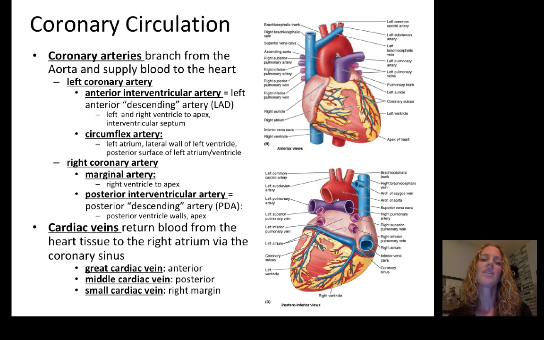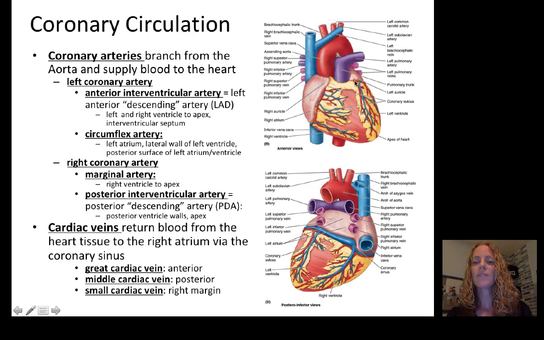Let's look now at the circulation and the blood supply to the heart. The coronary arteries branch from the aorta and supply blood to the heart itself. Beginning on the left side, branching from the aorta to the left side of the heart, between the atria and the ventricles, is the left coronary artery. The left coronary artery branches to the anterior interventricular artery. Surgeons like to call this the left anterior descending artery. It supplies blood to the left and right ventricle towards the apex and the interventricular septum.